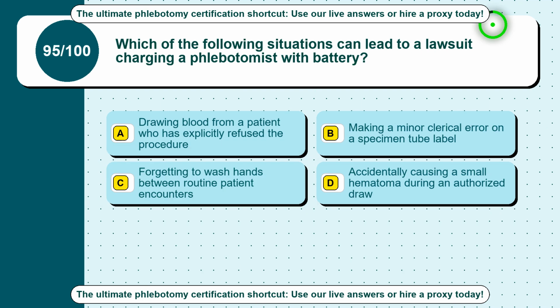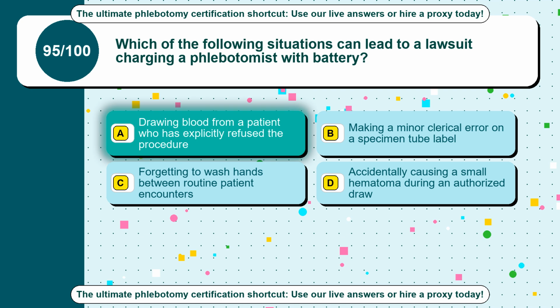Question 95. Which of the following situations can lead to a lawsuit charging a phlebotomist with battery? Option A. Drawing blood from a patient who has explicitly refused the procedure. Option B. Making a minor clerical error on a specimen tube label. Option C. Forgetting to wash hands between routine patient encounters. Option D. Accidentally causing a small hematoma during an authorized draw.